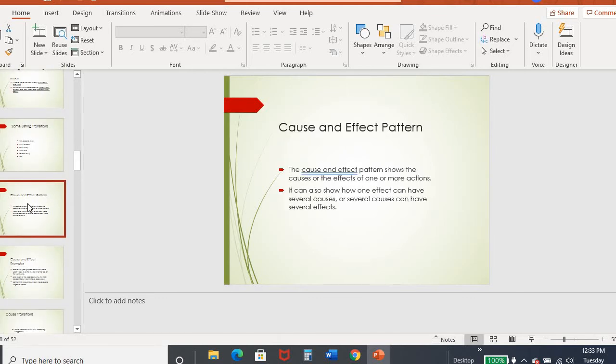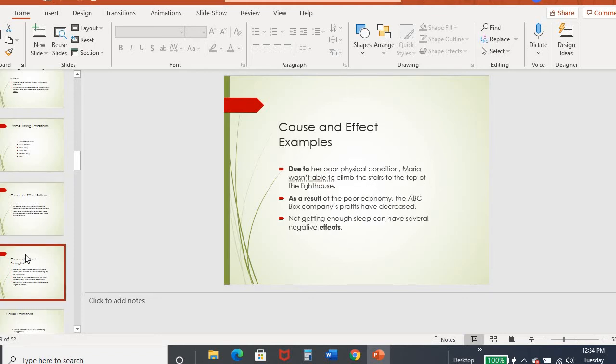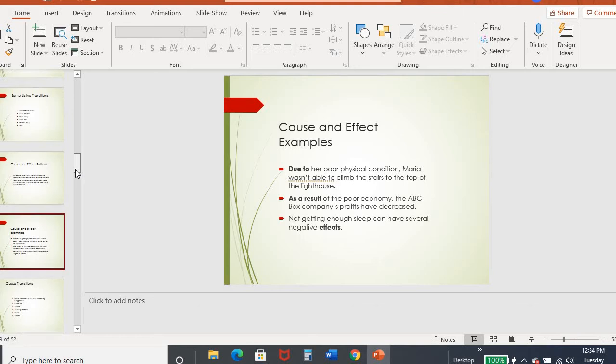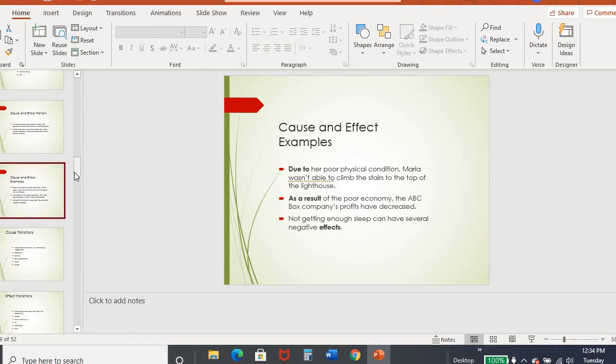Our next structure is cause and effect. I like to think of it as the reasons and the results. So it's showing that relationship: A happens, so B happens. It's that relationship between events or situations. So here are some examples. Due to her poor physical condition, Maria wasn't able to climb the stairs. As a result of the poor economy, the ABC Box Company's profits decreased. Not getting enough sleep can have several negative effects.